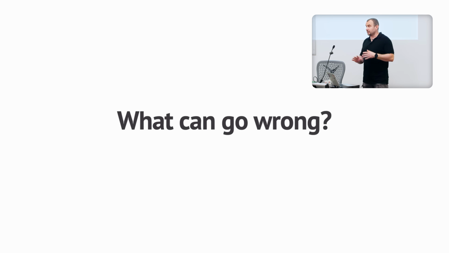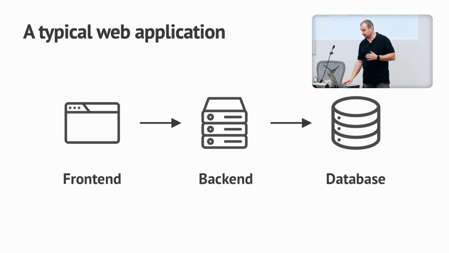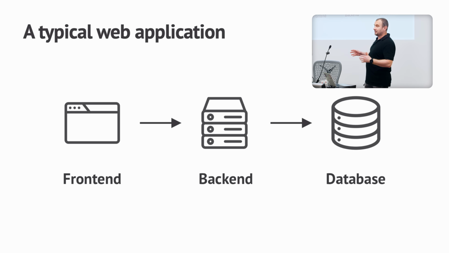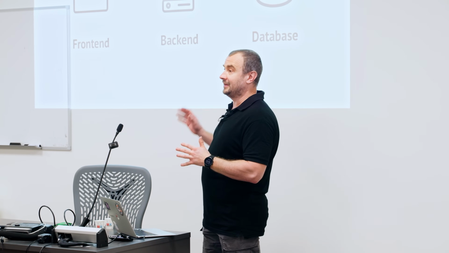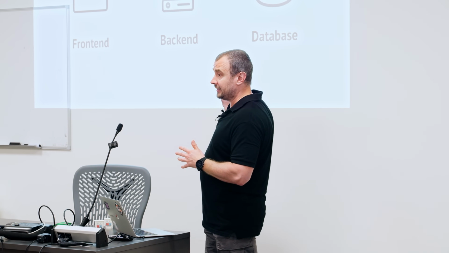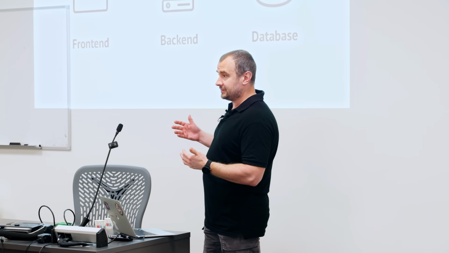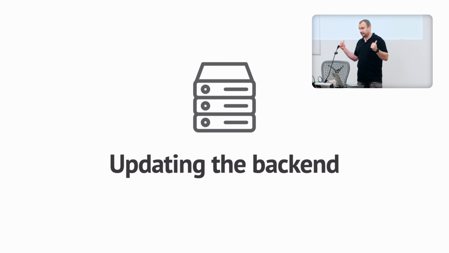Now, what can go wrong? Everything. Each component of the modern web application, the front end, the back end, and the database may cause issues during the deployment. Good news is that it's all pretty much manageable. And now we can go through them one by one, learning about problems that may happen and how to deal with them. Starting with the backend.